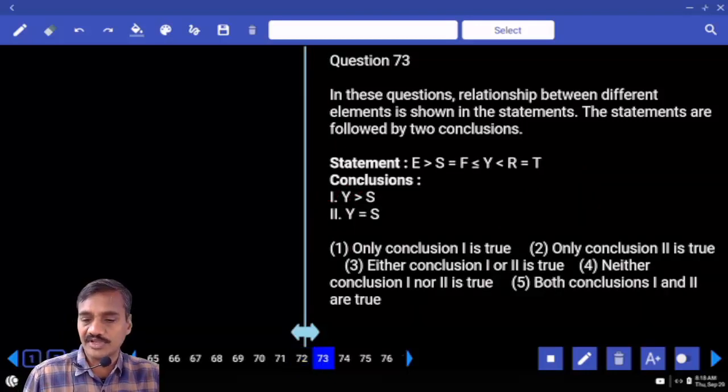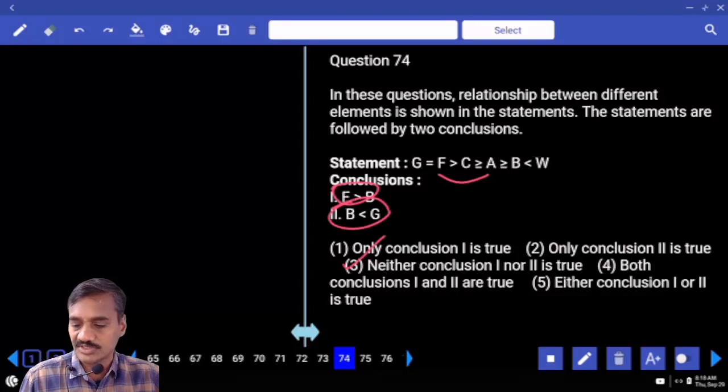73, the relation between Y and S. S lesser than or equals to Y means Y is either greater or equal. Either greater or equal, choice 3, question number 73.